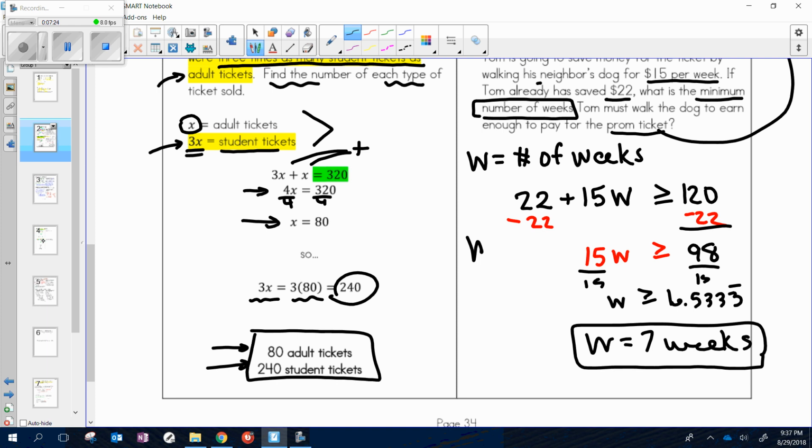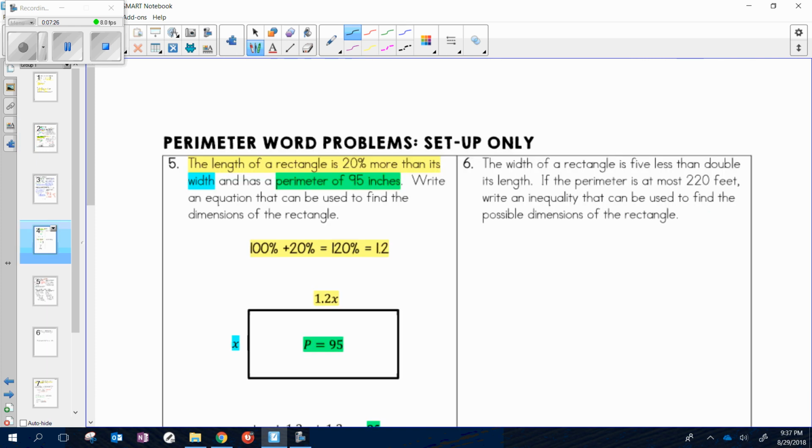All right, next page. Perimeter word problem. So perimeter means add up all the sides. All the sides added together. Perimeter. So the first one has been done for you.